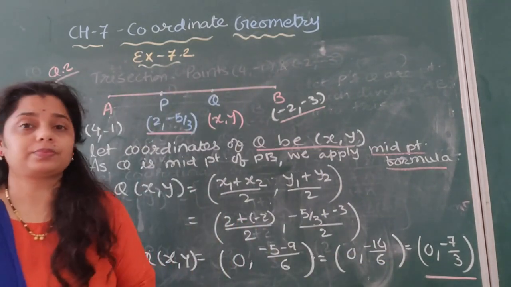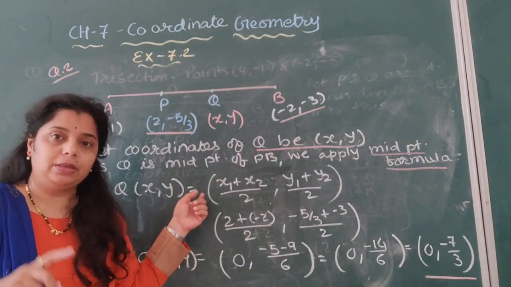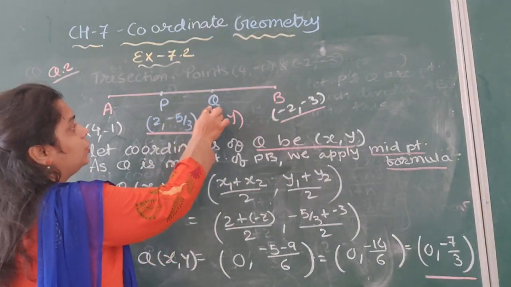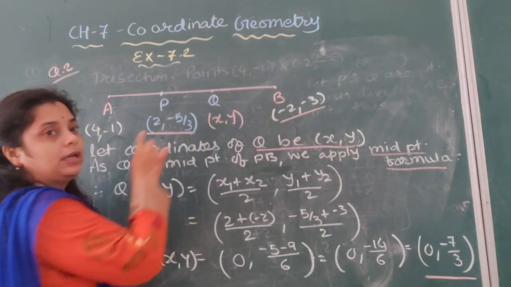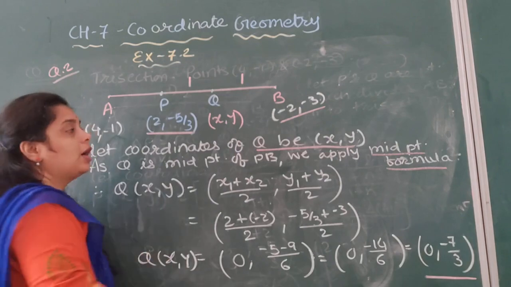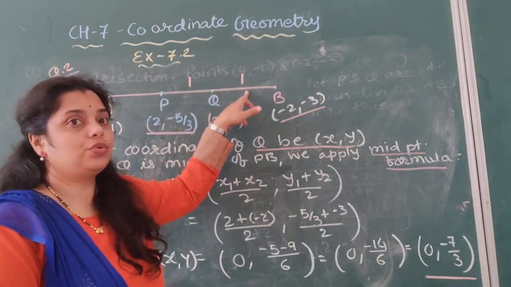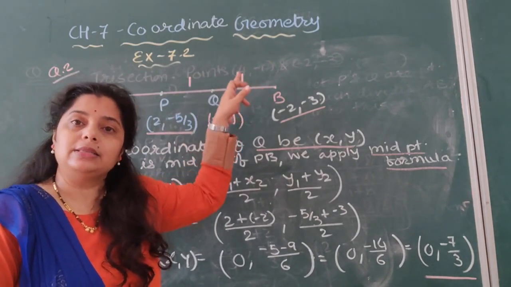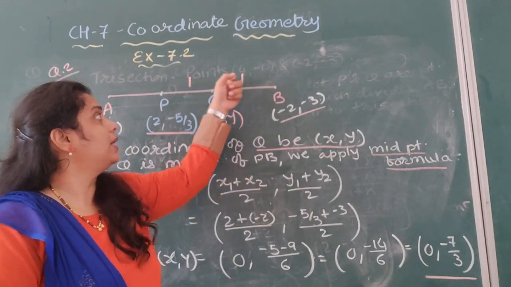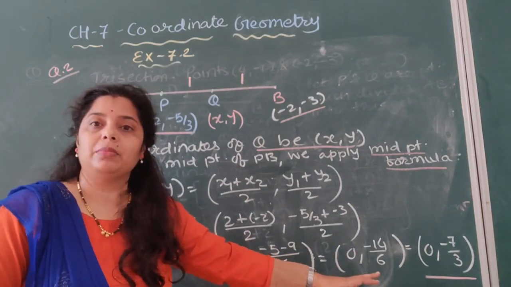Now here is a question: is it compulsory to apply the midpoint formula? No, it is not compulsory. As you see, Q is exactly in between P and B, so we can use the simple section formula also by taking the ratio m is to n as 1 is to 1, and the same values of x1, y1, x2, y2, m and n in the section formula, and you will get the same answer.